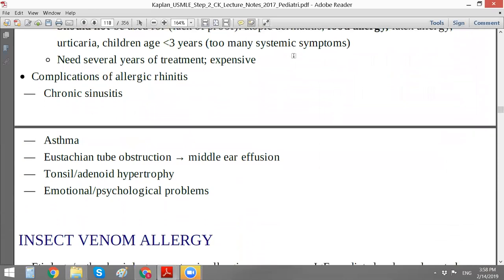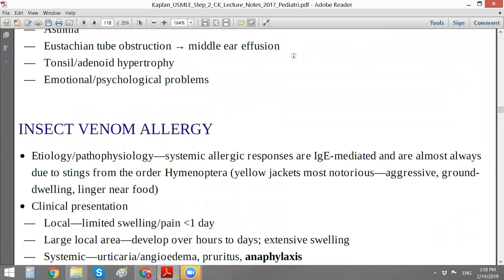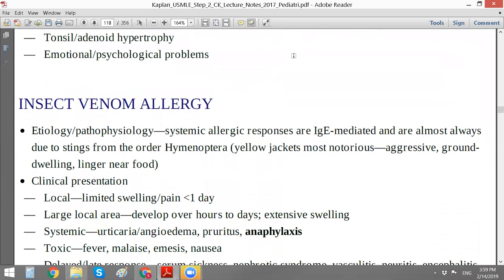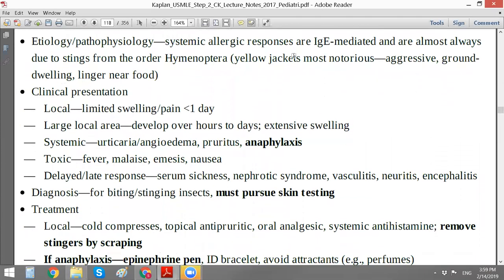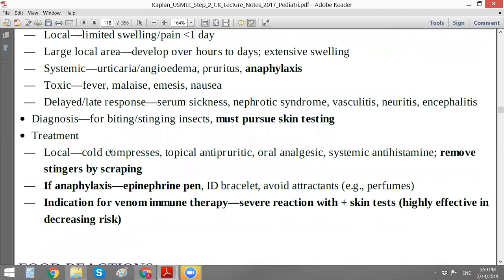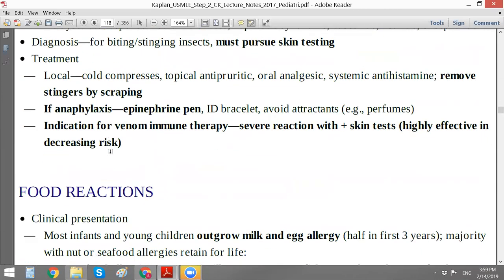Then we have complications of allergic rhinitis: chronic sinusitis, asthma, eustachian tube obstruction, middle ear effusion, tonsil and adenoid hypertrophy, emotional and psychological problems. Insect venom allergy is from the order Hymenoptera. Yellow jackets are most notorious: aggressive, ground dwelling, and linger near food. And systemic reaction is anaphylaxis, delayed response, most pursue skin testing.